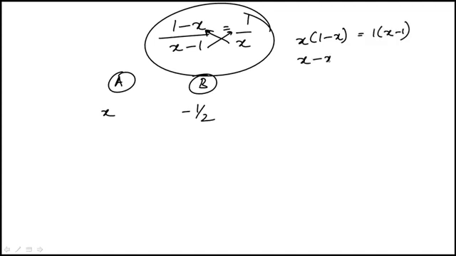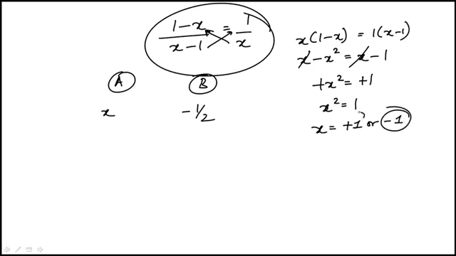This becomes x minus x squared, and on this side we have x minus 1. I can subtract x from both sides. I get minus x squared is equal to minus 1. And then I can multiply both sides by minus 1. This becomes x squared equal to 1, so x is equal to plus 1 or minus 1.